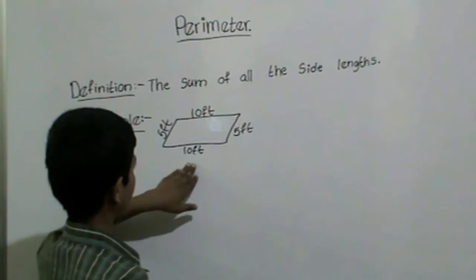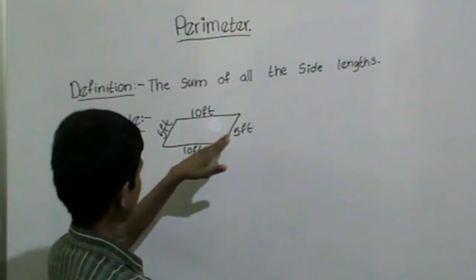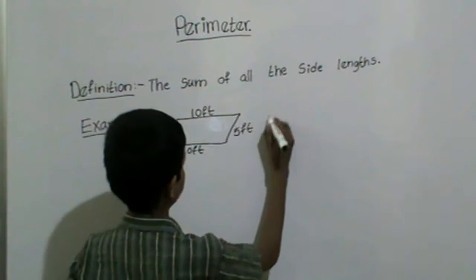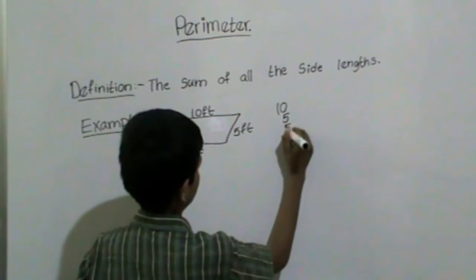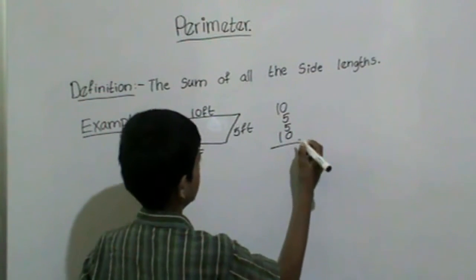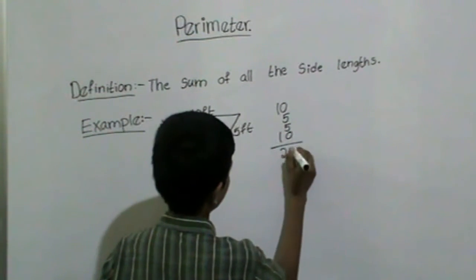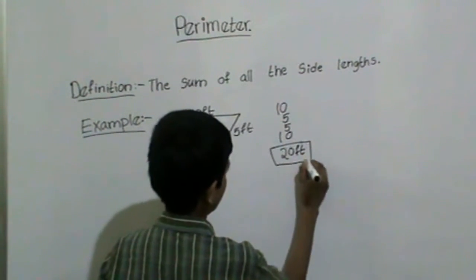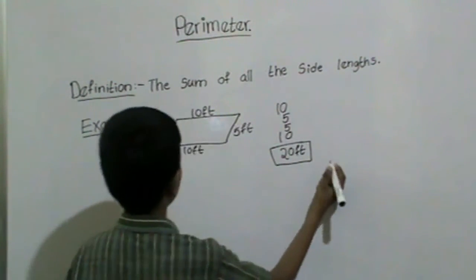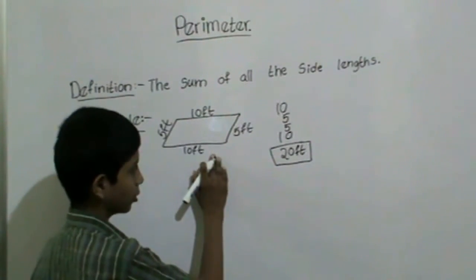To get the perimeter of this parallelogram, just add all the side lengths. If you add, you will get 20 feet. 20 feet is the perimeter of this parallelogram.